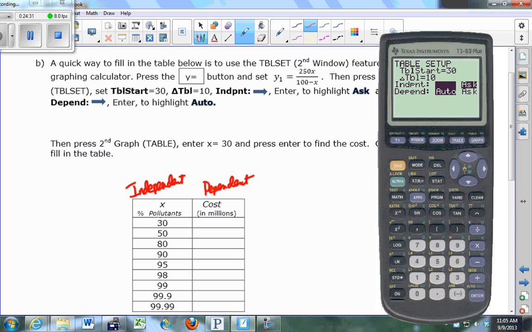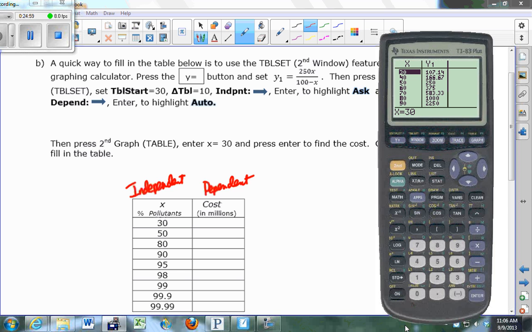So you can come over here, and with your horizontal cursors you can toggle between auto and ask. If you press enter on auto, I just want to show you what will happen. Then you go second table, which is right above graph. What that does is automatically fill in 30, 40, 50, you see they change by 10, and then it automatically gives you the costs in millions of dollars under y sub 1, because that's what is equal to your costs.